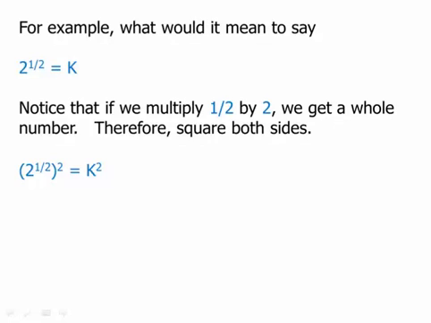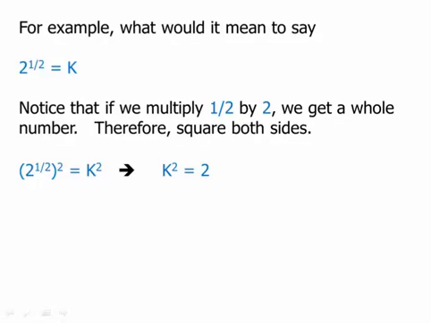And of course, we could use that multiplying exponent rule if we raise 2 to the 1/2 to another power. So I'm going to say, why don't we square both sides? Well, on one side we get k squared. On the other side, we get 2 to the 1/2 squared. And of course, the laws of exponents say we multiply those exponents. 1/2 times 2 equals 1. So that side just becomes ordinary 2.